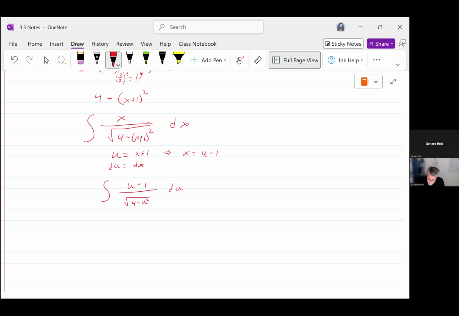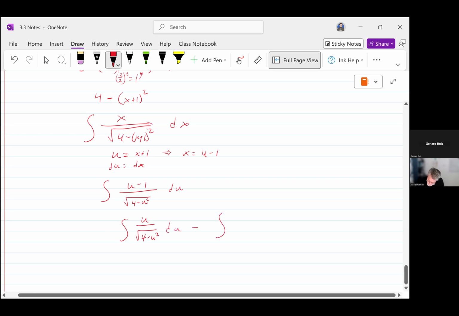So now I'm going to break this up into two integrals. This is going to be the integral of u over the square root of 4 minus u squared du, minus the integral of 1 over the square root of 4 minus u squared du.